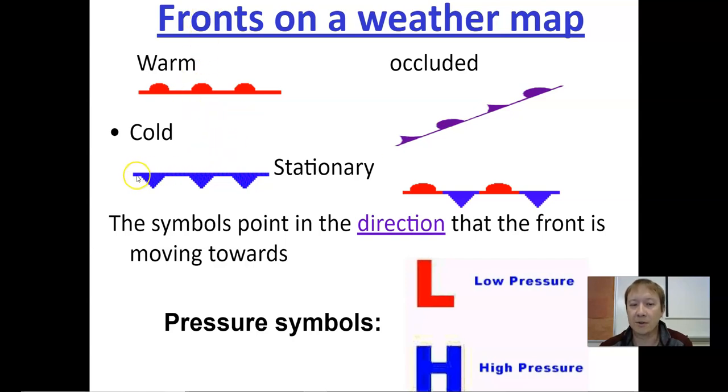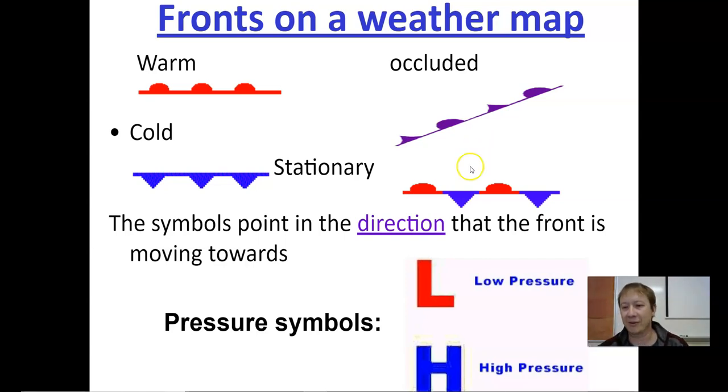Cold front again uses blue with triangles. Again, the triangles indicate the direction it is moving. So in this case, the cold front will be moving downward. Okay, again, like here it says, the symbols point in the direction the front is moving towards. The occluded front has alternating triangles and semicircles using a purple line and purple symbols. So the purple indicates that it's an occluded front.